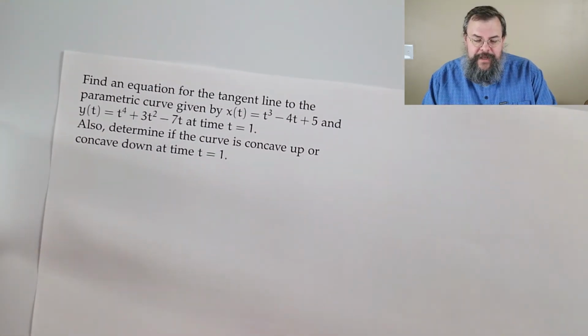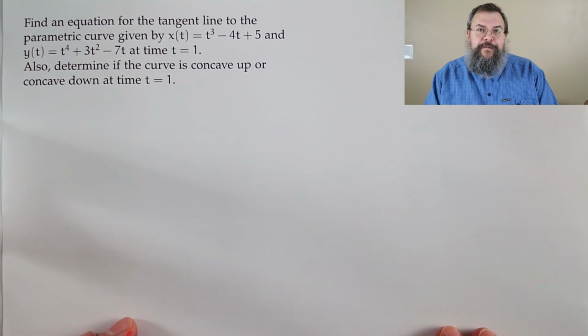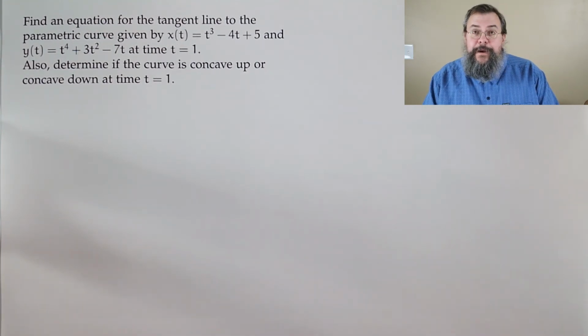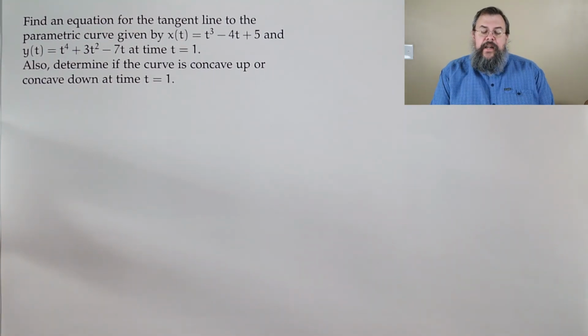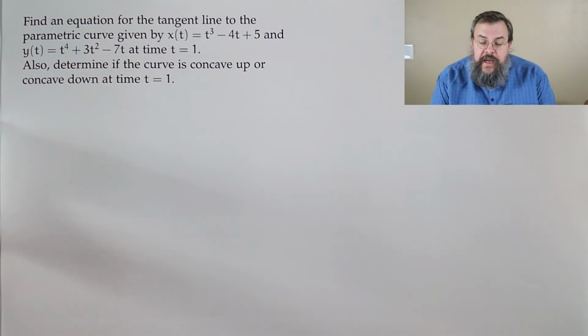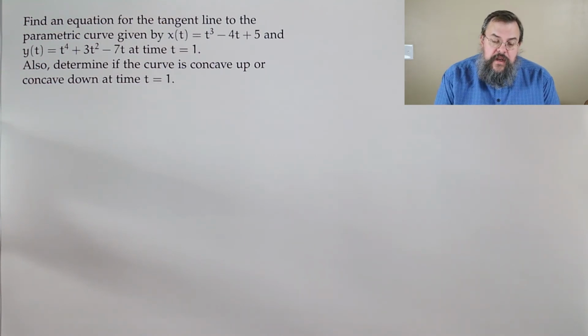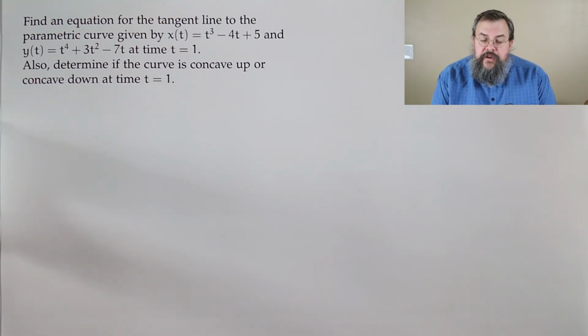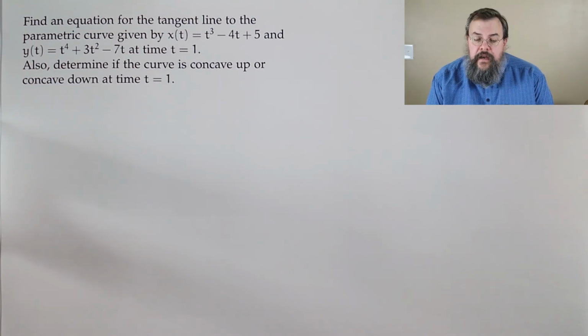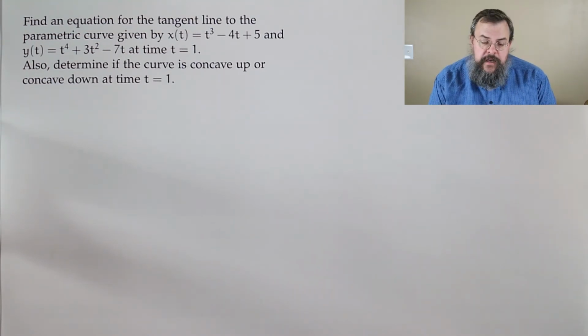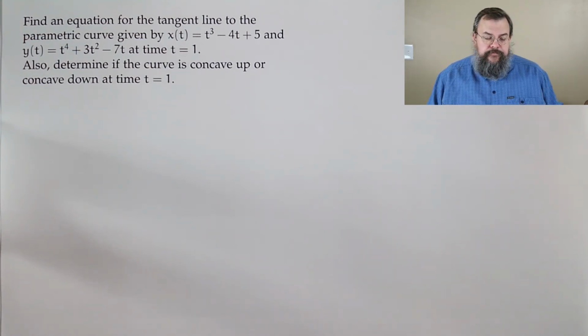Okay, one last problem for now. More problems later, but one problem to finish up for now. Find an equation for the tangent line to the parametric curve given by x of t equals t cubed minus 4t plus 5 and y of t equals t to the fourth plus 3t squared minus 7t at time t equals 1. And then also determine if the curve is concave up or concave down at that time.